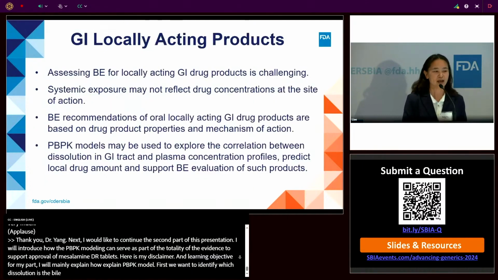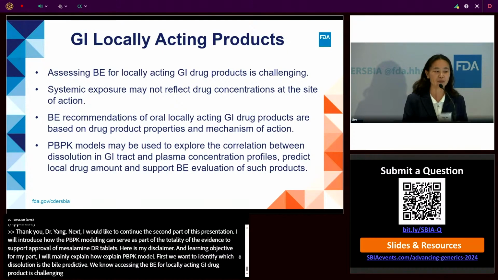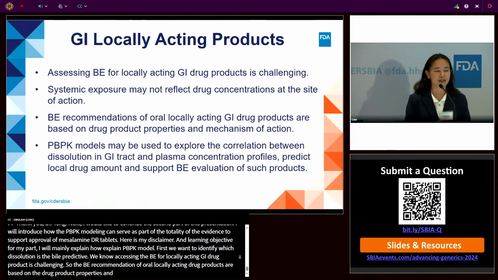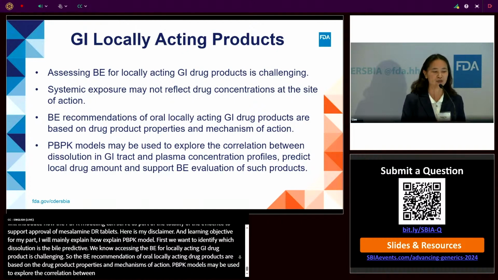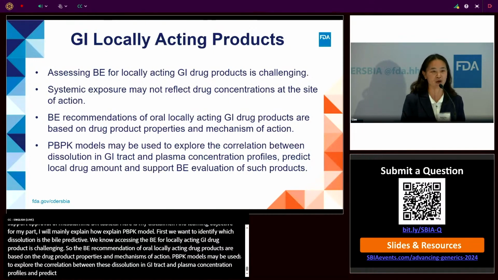A little bit of background on the GI locally acting products. As we know, assessing BE for GI locally acting products is challenging because the systemic exposure may not reflect drug concentration at the site of action. So the BE recommendations of oral locally acting drug products are based on the drug product properties and mechanism of action. PBPK models may be used to explore the correlation between dissolution in the GI tract and the plasma concentration profiles, and predict the local drug amount and support BE evaluation of such products.